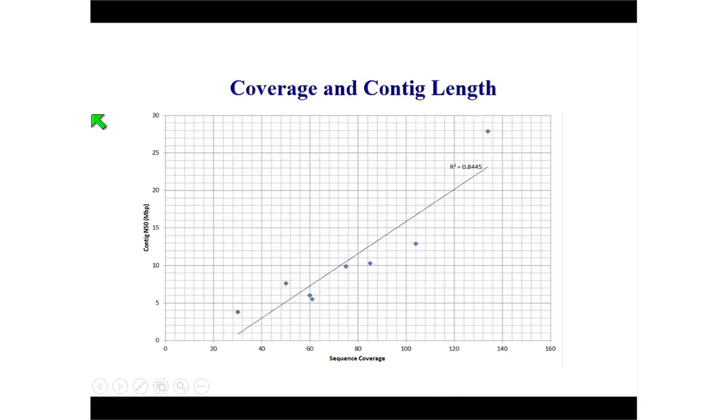Of course, that's a haploid. What happens if you actually do diploid genomes? Well, the statistics aren't as good, but the data suggests that when you get to on the order of 80-fold sequence coverage, you can generate contigs routinely on the order of 10 megabases or greater.